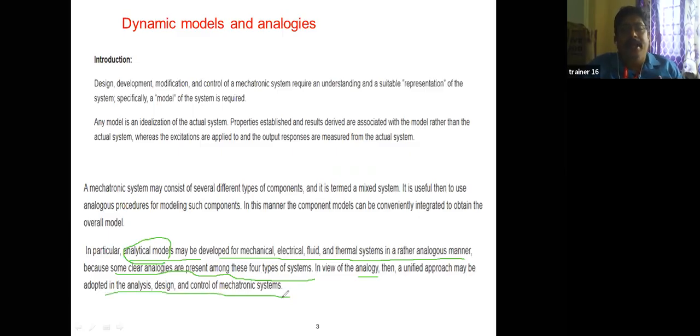Means here an analytical model, that means analysis. Maybe the system is developed in mechanical, electrical, fluid, and thermal systems. But in view of analogy, means comparison, that we have to adapt. In a mechatronics product also, we have to adapt that analysis also.